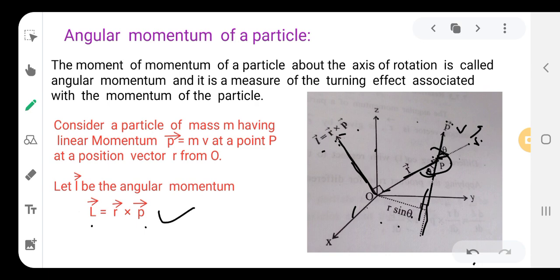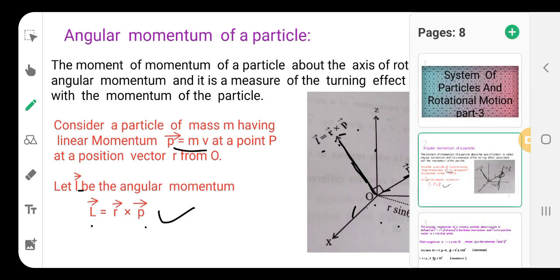Let me read out here. Consider a particle of mass m having linear momentum p equal to m into v. There is a particle whose mass is m and it is moving with a linear velocity v at a point P at the position vector r from the origin. Let L be the angular momentum, and its equation is given by L vector equal to r cross p.